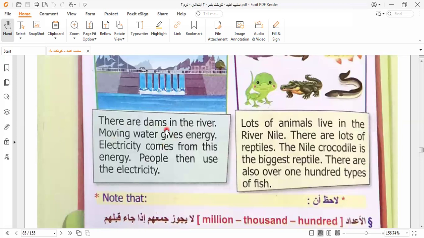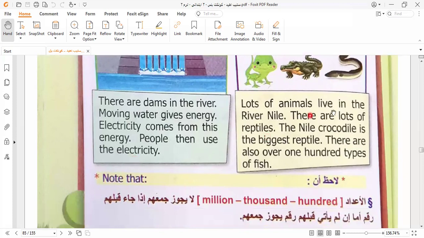There are dams in the river, moving water. So the water here is used as a type of energy. It moves and gives us energy, and this energy changes to electricity. Moving water gives energy. Electricity comes from this energy, not these, because this is for singular. People then use the electricity.